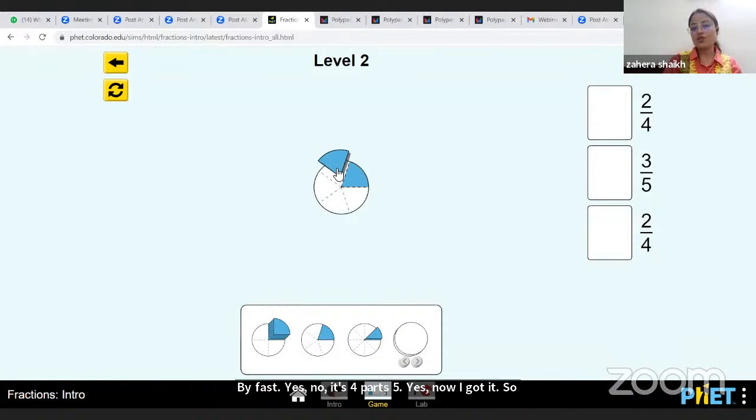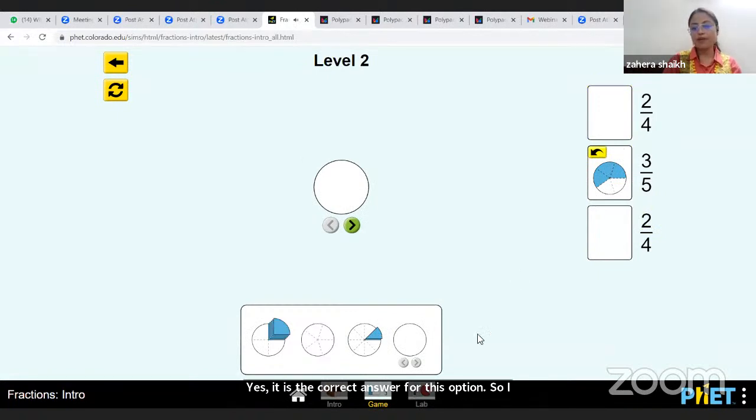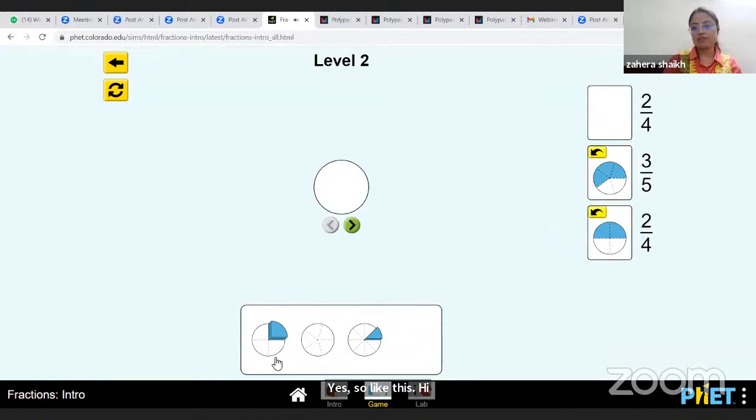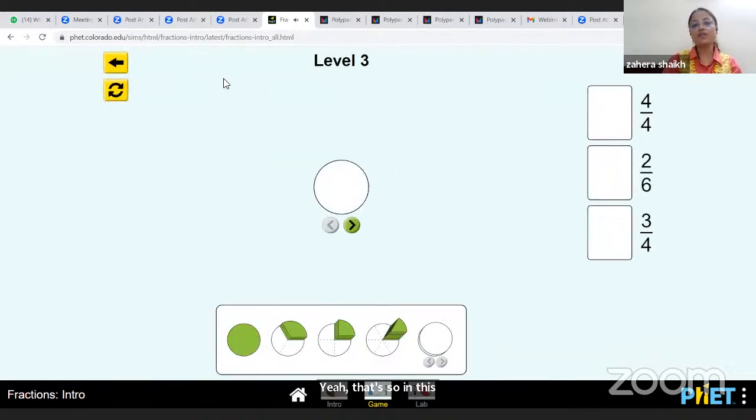So how many parts should be covered? Yes, it is the correct answer for this option. So I placed it here. Now 2 by 4. Yes. So like this, I can play with this 2 by 4 again. Yeah. Done. So in this way, the child can play this also.